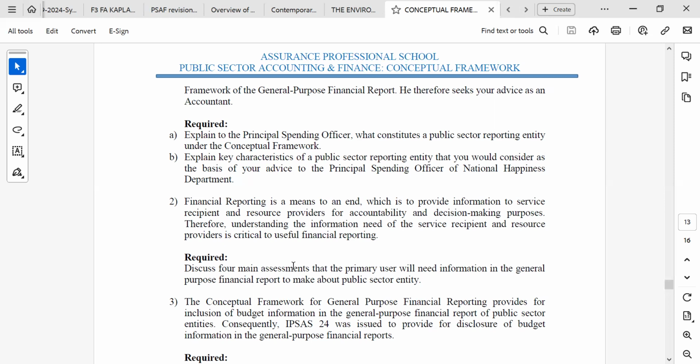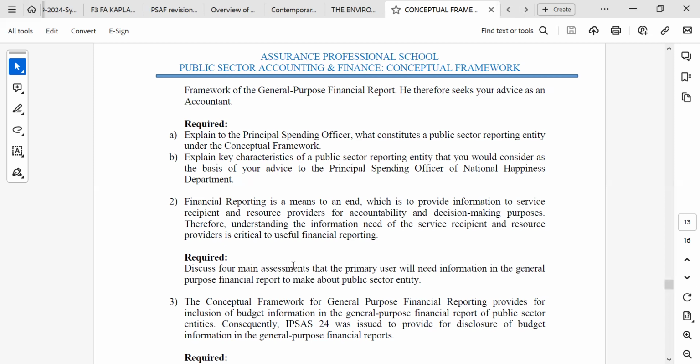Assessment. If you take the information about maybe the health sector, you have taken their financial report. What are the assessments that you can make out of that report? The assessment should be about them. What are the assessments that you can make about them, taking the report that you have into consideration?